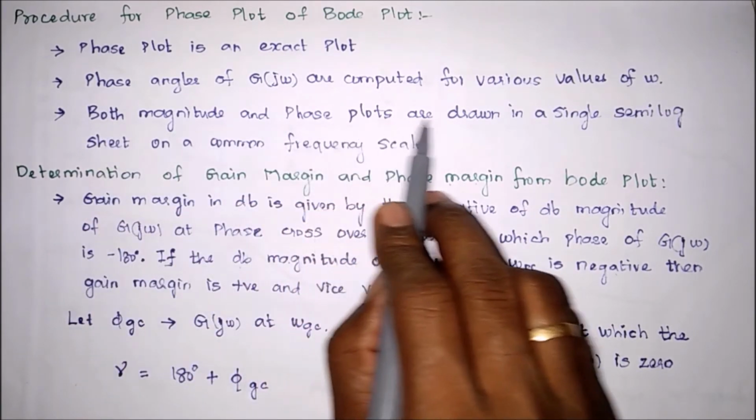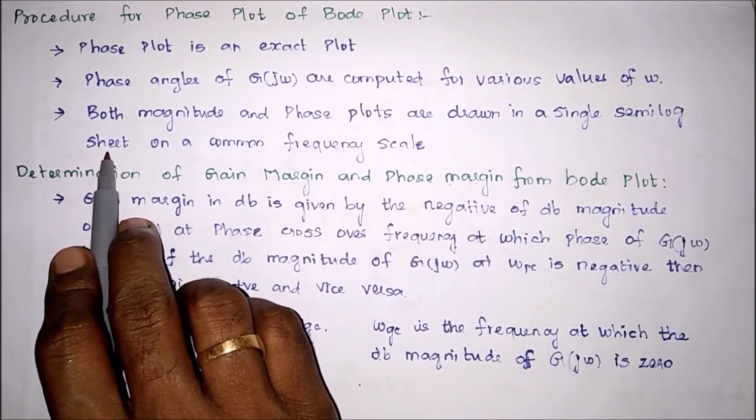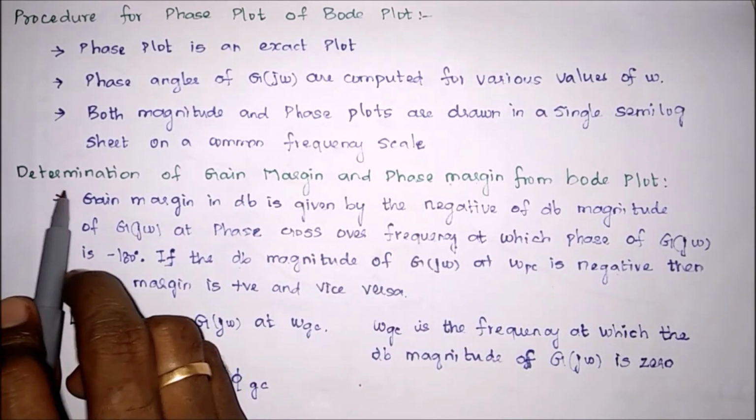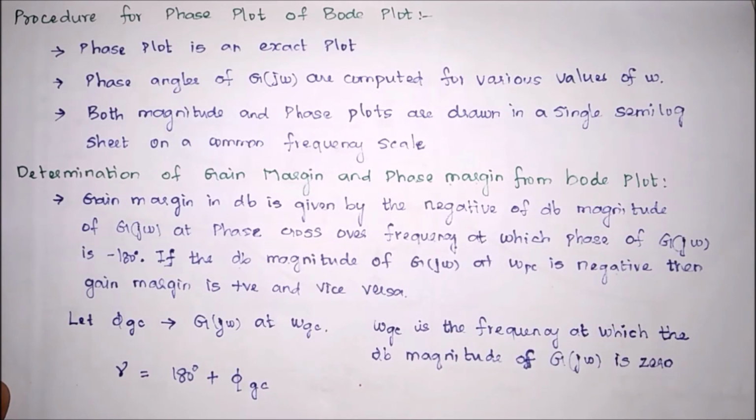Both magnitude and phase plots are drawn on a single semi-log graph sheet on a common frequency scale. Next, determination of gain margin and phase margin for the Bode plot.